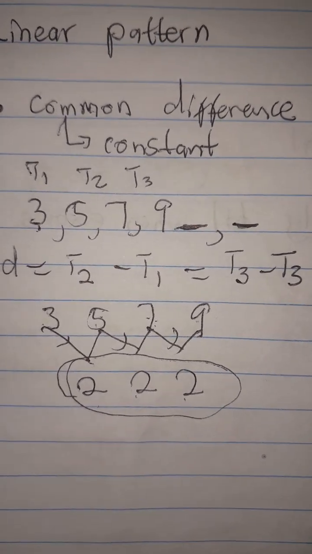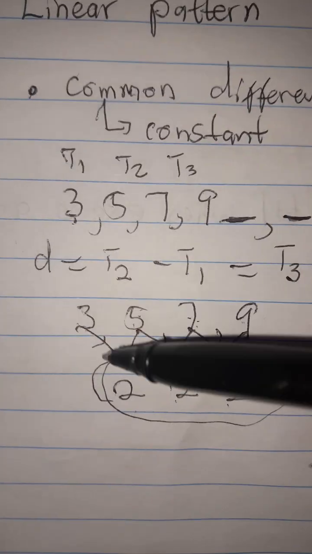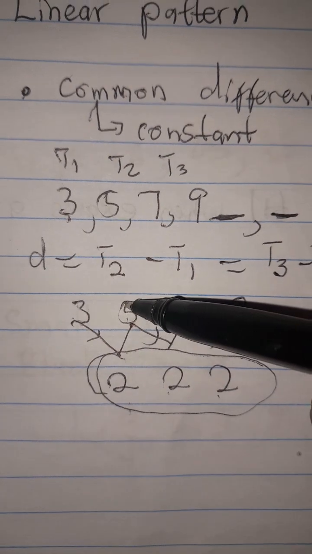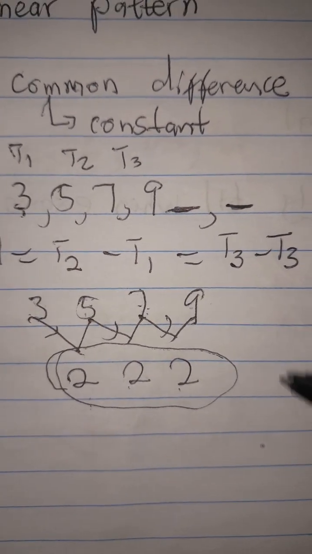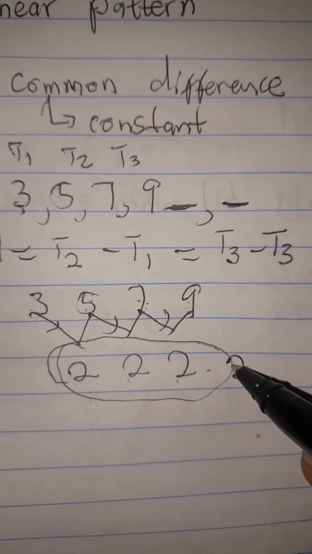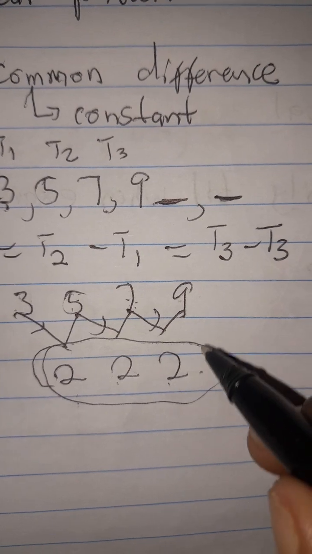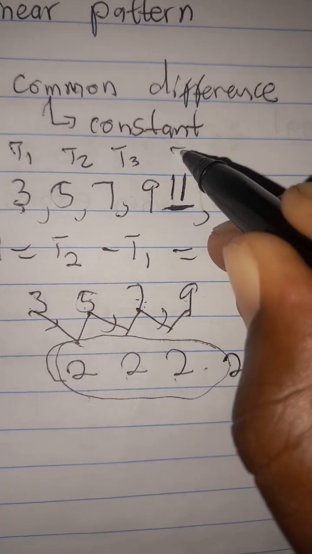So to get the other consecutive terms, this is what we are going to do. 3 plus 2 is 5, 5 plus 2 is 7, 7 plus 2 is 9. Remember, the difference that follows is also 2. 9 plus 2 is 11. So in other words, here we are going to have term 4 as 11.